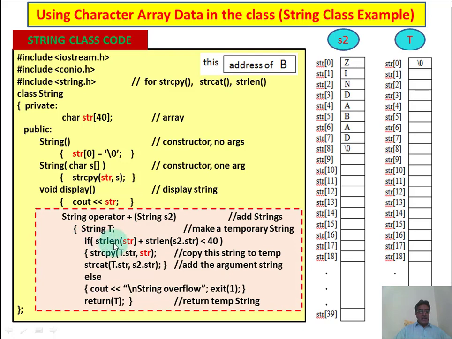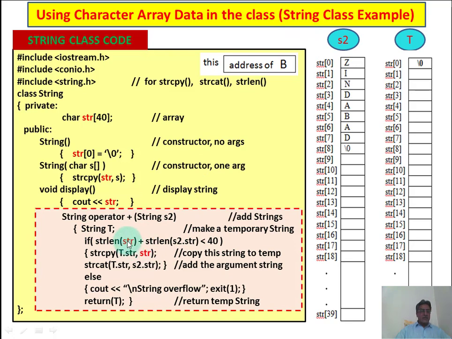If strlen of string plus strlen of s2.string, here this red color string array belongs to object P, whose address is stored in this pointer memory. I have already said that this is P. The address of P is here, so this will guide and it will jump to the address of P and get the value of str, that is Pakistan here and Pakistan here.